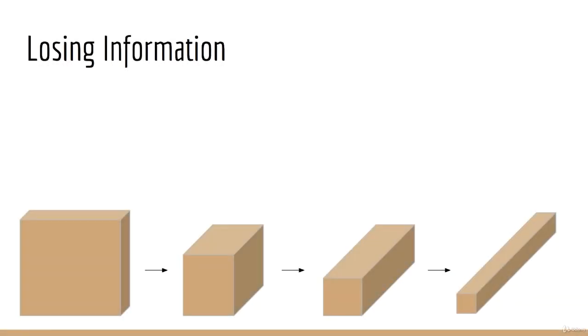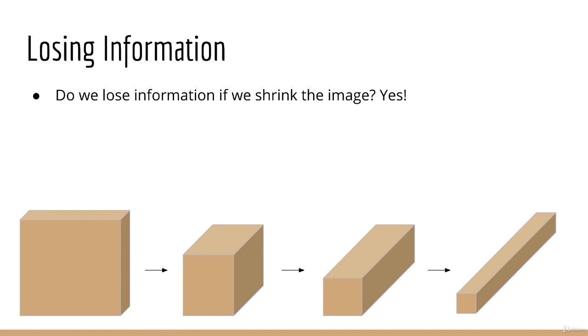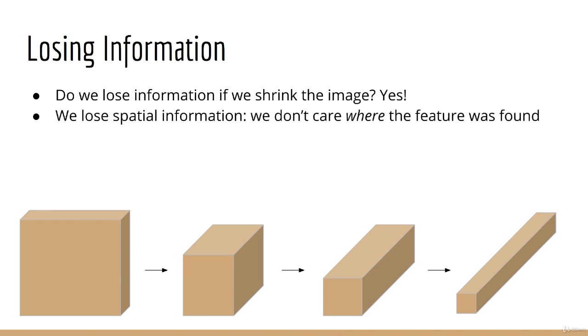The last concept regarding the convolutional layers we have to think about is, are we not losing information at every layer if we shrink the image? And the answer is yes, that's true. We are losing spatial information because the image keeps shrinking. We're saying we don't care where in the image the feature was found, just that it was found somewhere in the image. So we're losing information about where it was.